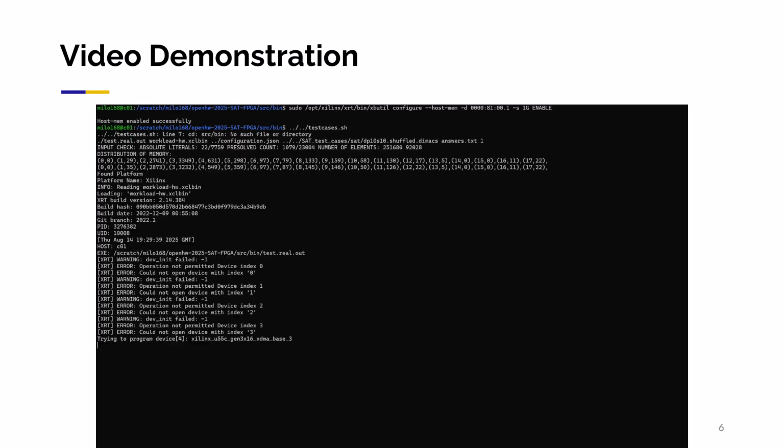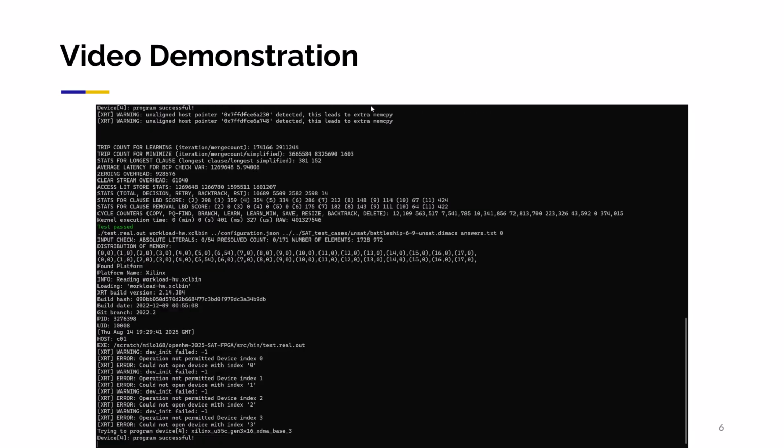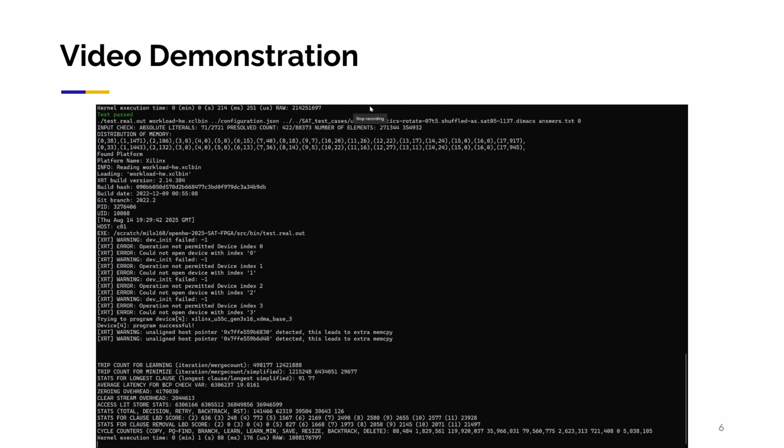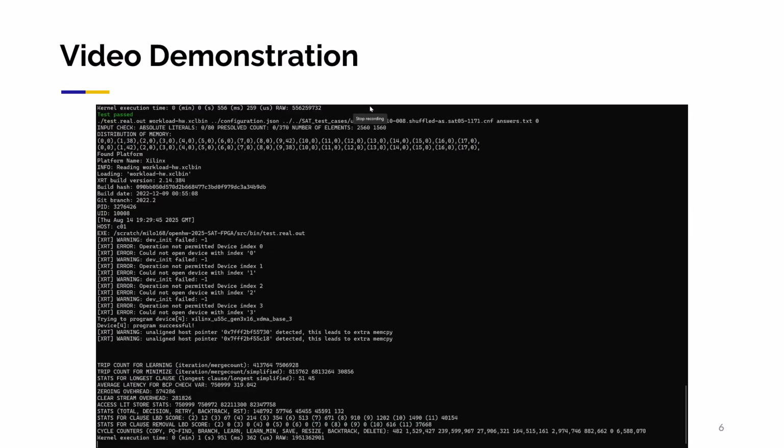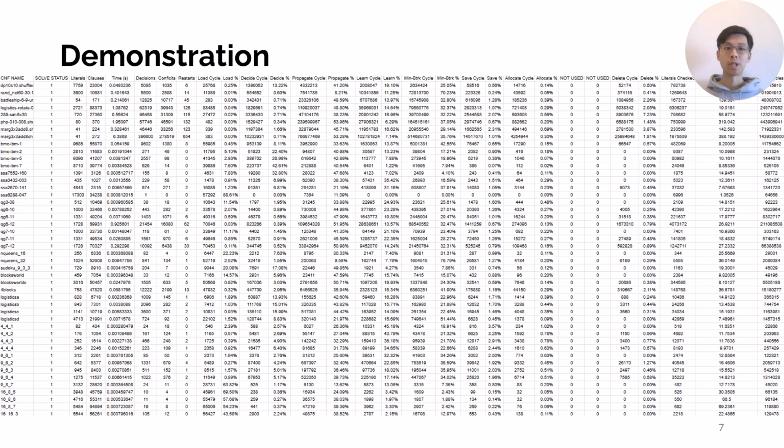First, we need to enable host memory support, then run the provided test script. As you can see, our FPGA is attempting to solve all the instances in the benchmark. The results are saved into a CSV file where it contains some runtime information.